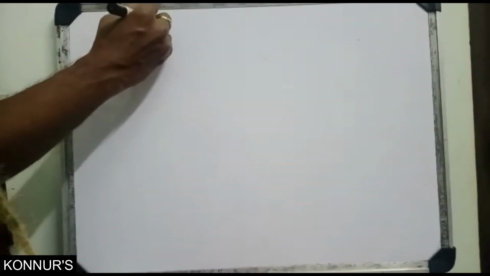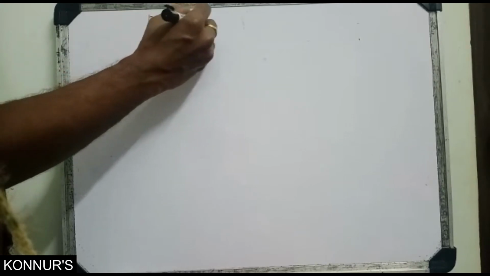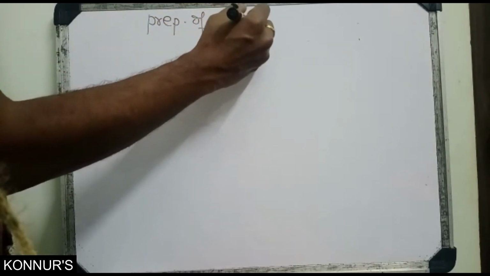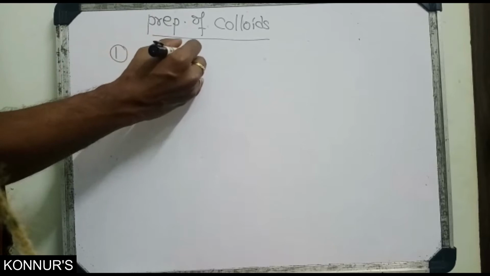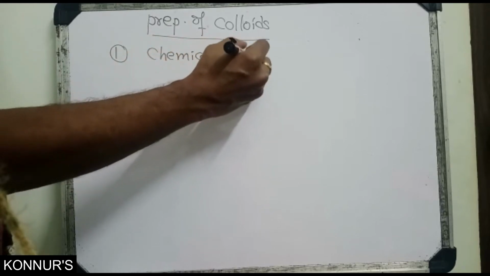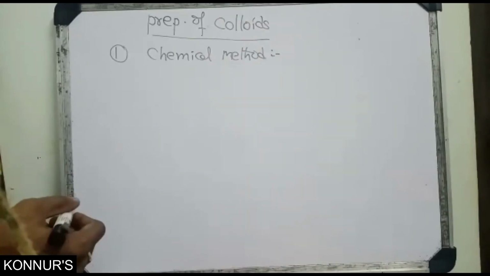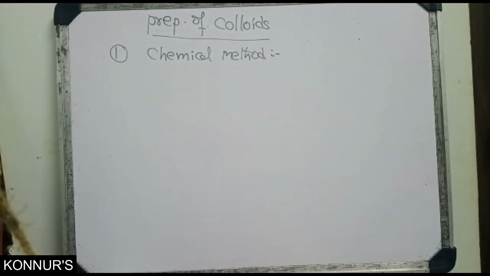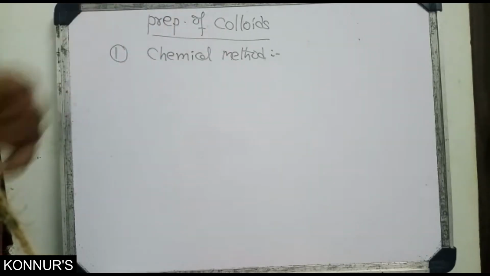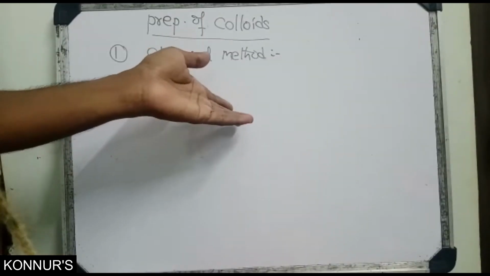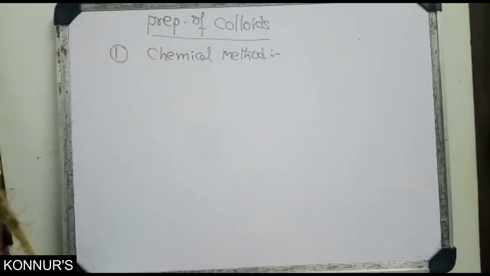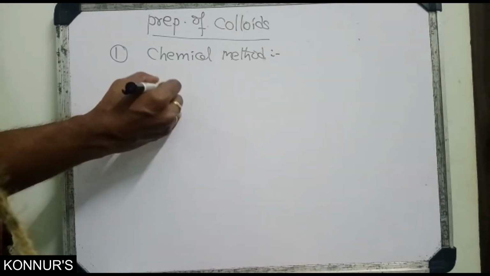Now we will discuss the preparation of colloids. One is the chemical method. First of all, think about what forms colloids. Ionic compounds readily dissolve in water, so they do not easily form colloids; they form true solutions. Suppose you take D block elements. D block element sulfides, or sulfur, easily form colloids. Now we will take an example.